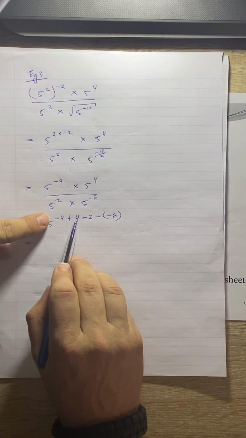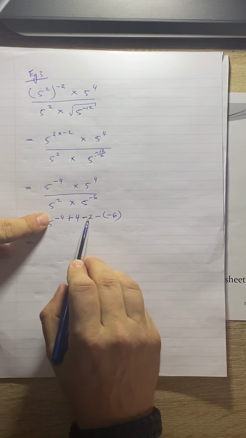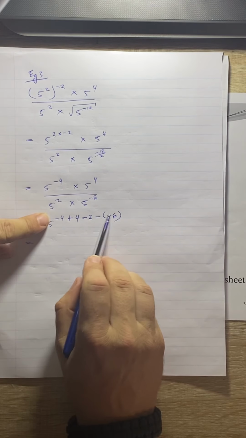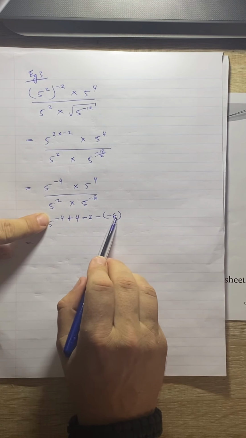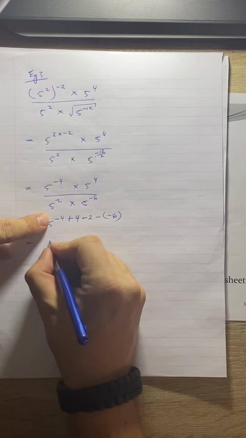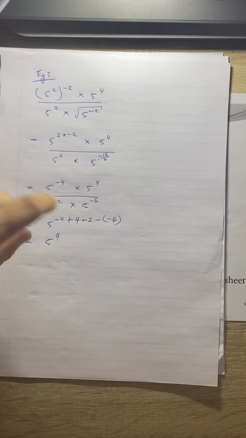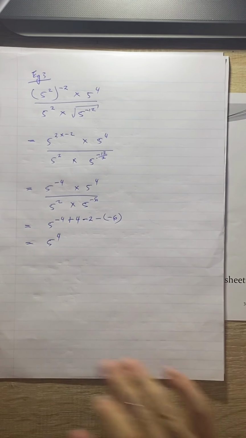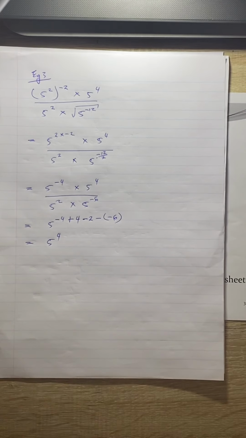So minus 4 plus 4 is 0. Minus 2 is minus 2. Minus and a minus gives us a plus 6. So minus 2 plus 6 is 4. Okay. And then you can leave your answer in exponential form like that.